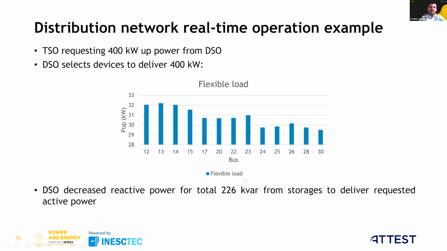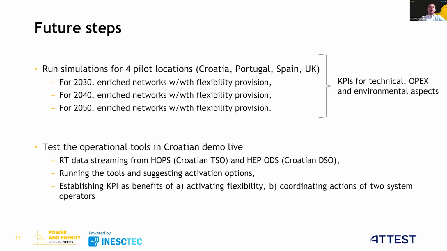It also decides, so as to not violate the voltage constraints in the distribution network, to decrease the power from these flexible loads, or actually in this case from storage units, so battery storage units. It reduces the production of reactive power by 226 kilowatts.